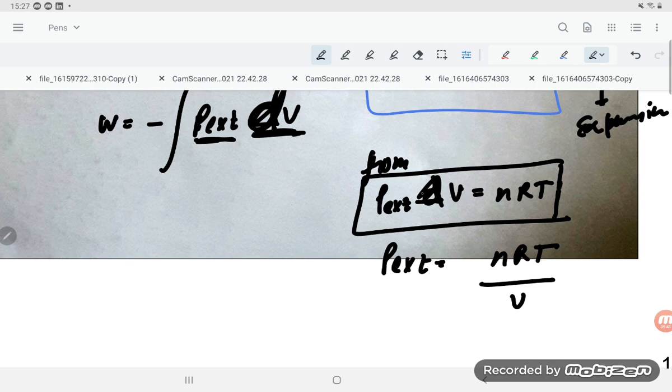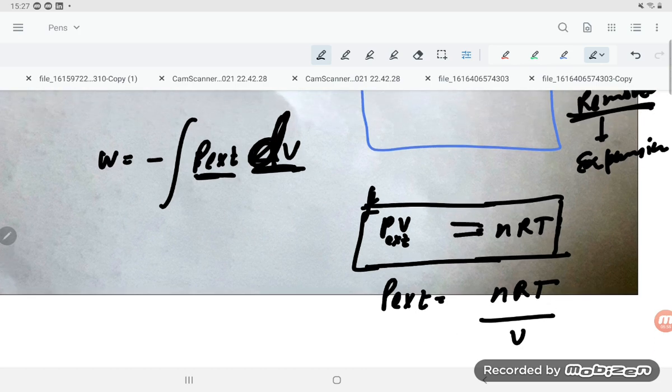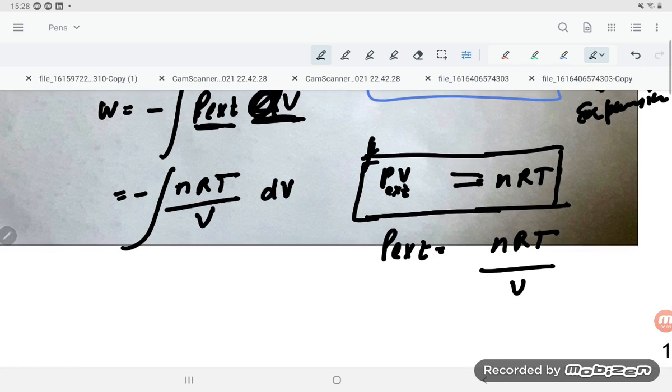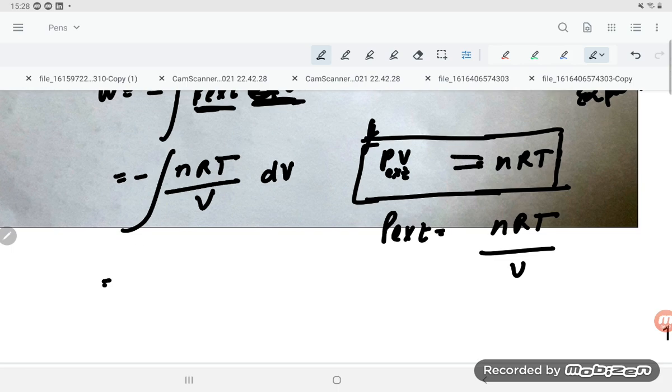Since it is the equilibrium condition, we consider P external equal to nRT by V. So at P external you put nRT by V, and here it will be nRT by V times dV. Since nRT is constant, it becomes nRT times dV upon V.